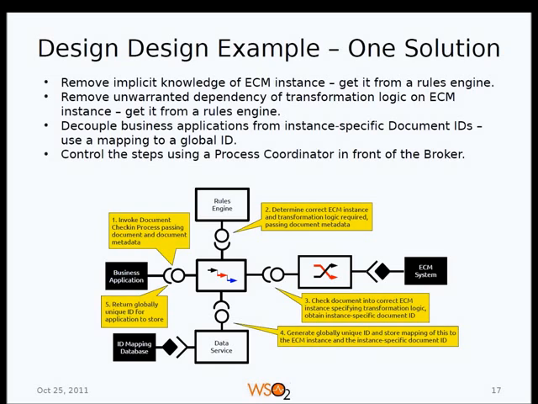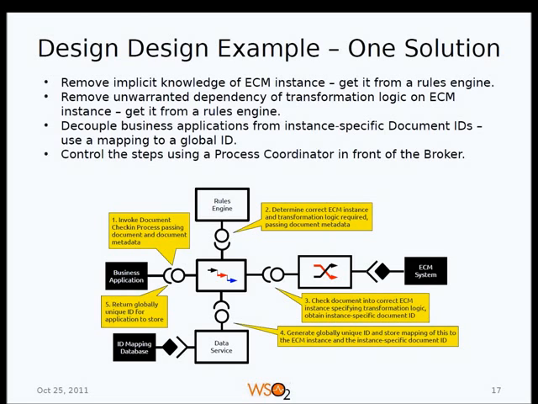And the way I store this, it's in some data store, could be a relational database or something else, but I don't want to mess with the details of SQL or any other proprietary access method to a data store. So I'm going to expose it as a data service. So that's what the process coordinator would do. It'll talk to a rules engine, talk to the broker, talk to a data service, and then pass back to the business application a globally unique ID.